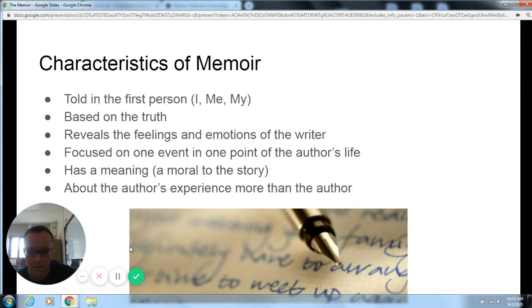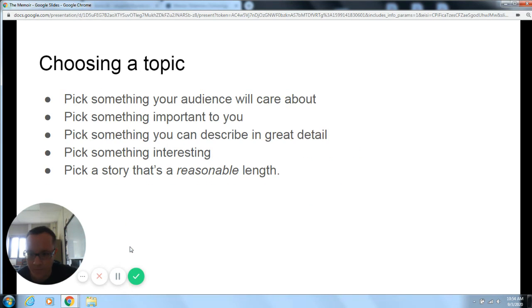So again, and finally, the memoir is more about the author's experience than the author, right? So it's another subtle difference between a memoir and a biography. The biography is about the person that the biography is about. But with the memoir, everything comes back to the story. So the people, the events, the things that happen in the memoir all serve the story. Okay, so if it doesn't make for a good story, it doesn't belong in your memoir.